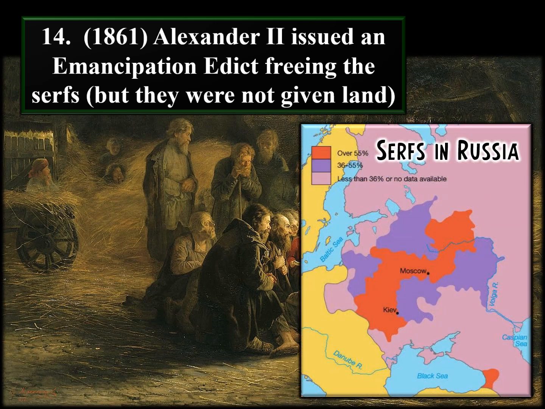Serfs in Russia, over 55% in the red areas, 36 to 55% in the dark purple areas, less than 36%, or no debt available in the lighter ones.